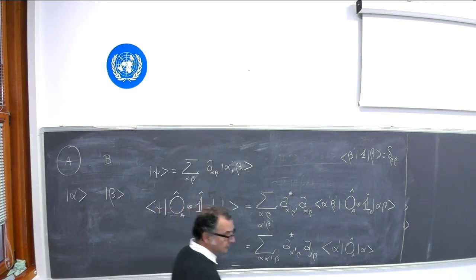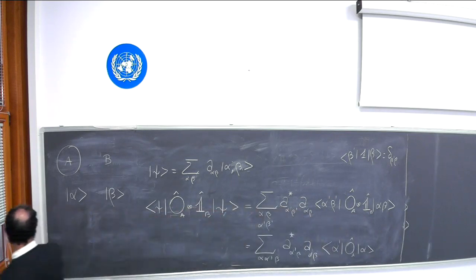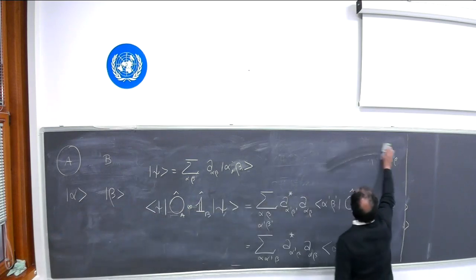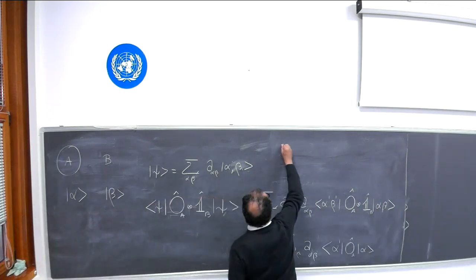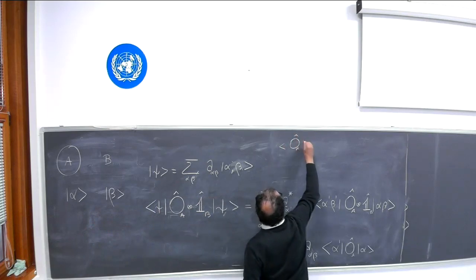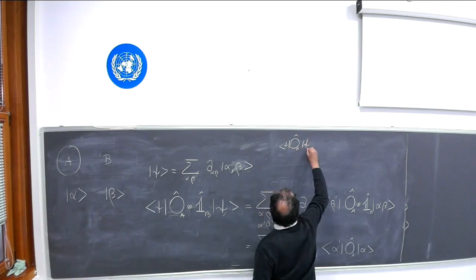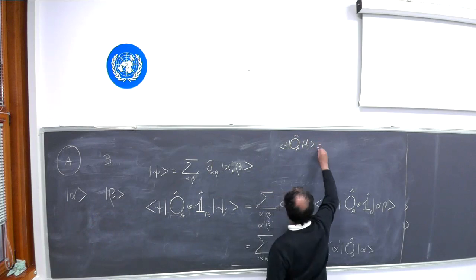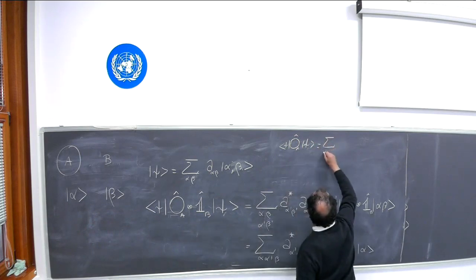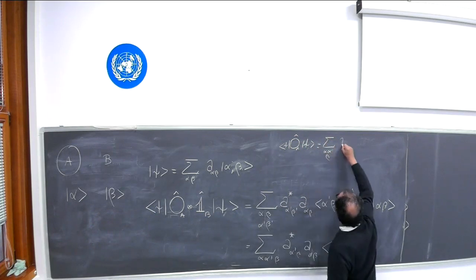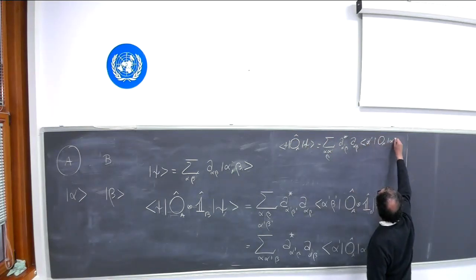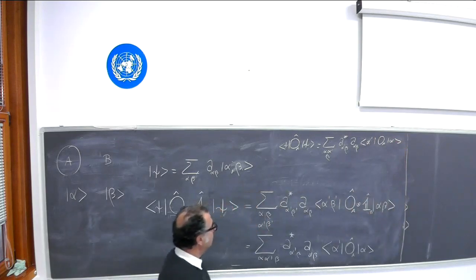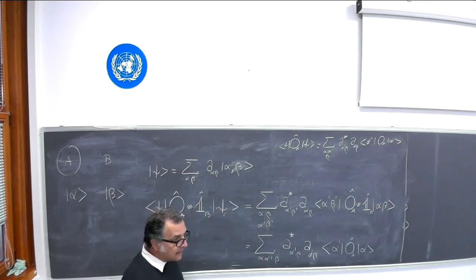Okay, so what I found is something that you know very well: if you want to compute the average value of an operator of A on the state psi, this is the result. The sum over alpha, alpha prime, beta of A star alpha prime beta, A alpha beta, and then alpha prime O A alpha. Okay? This is the first result.